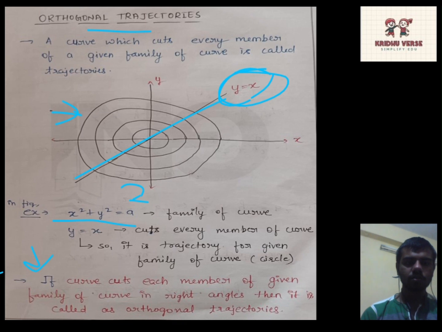Here the definition is written. You can see, if a curve cuts each member of a given family of curves at right angles, then it is called an orthogonal trajectory. This is any given curve. Here we assume y equal to x, meaning a straight line. You can assume anything. If it cuts every member of a family of curves at right angles, then it is known as an orthogonal trajectory. Normally, if it is just cutting, it is called a trajectory.